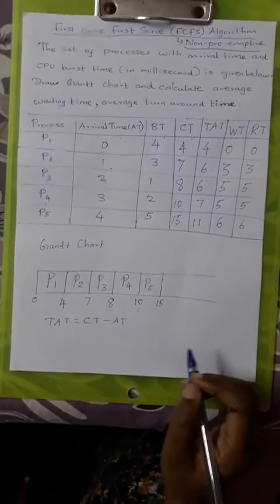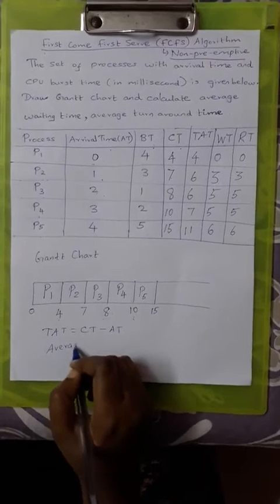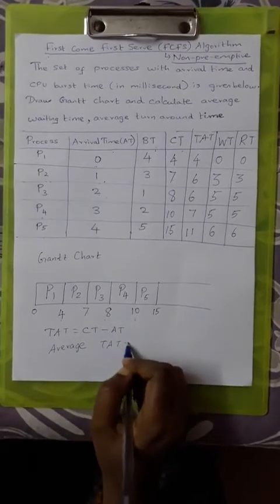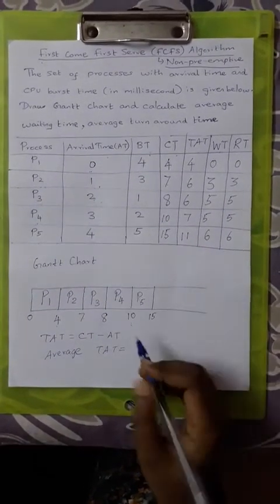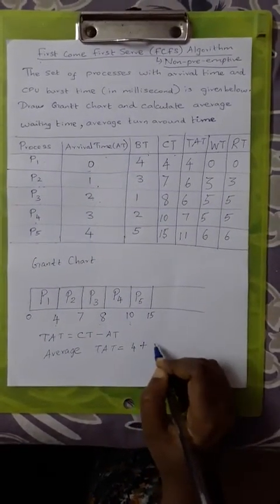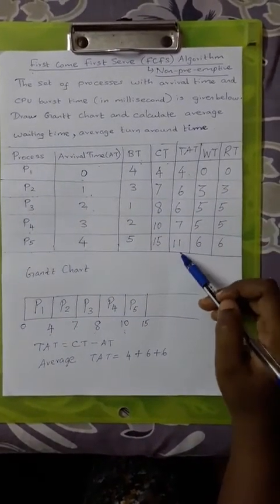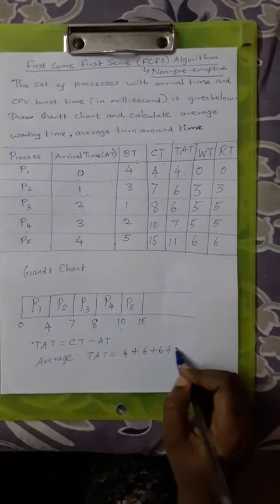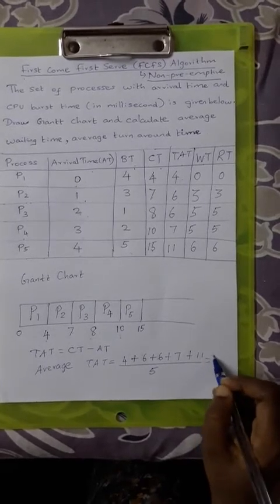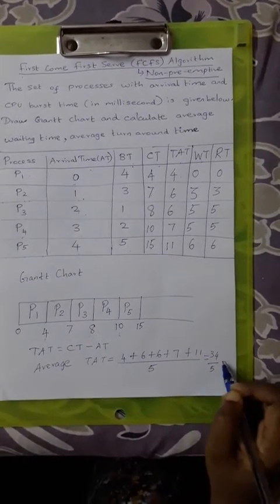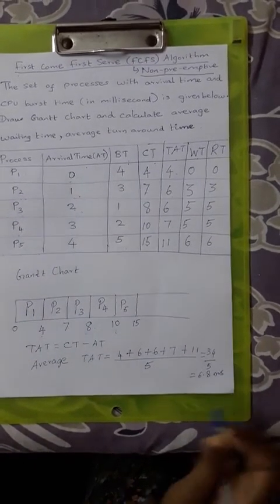Next, we have to compute the average turnaround time. So how will you compute the average turnaround time? That is, here we are having average turnaround time. So for 5 different processes. So the turnaround times 4 plus 6 plus 6 plus 7 plus 11 divided by 5. That is 34 by 5, which is equal to 6.8 millisecond. Okay.